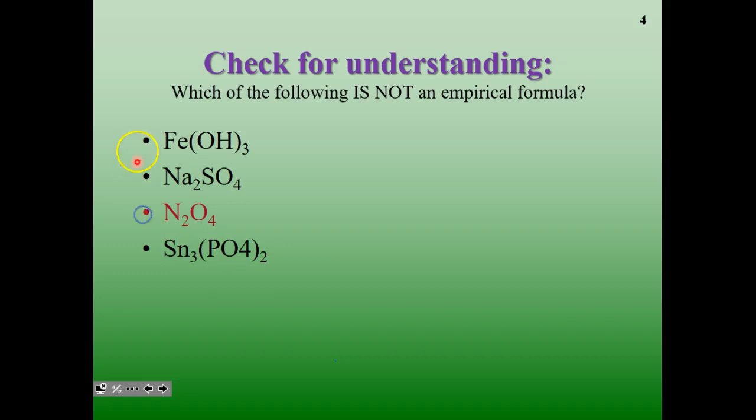Iron oxide, iron(III) oxide, the iron to oxide is in a 1 to 3 ratio, so that's the smallest whole number. Sodium sulfate, we've got sodium to sulfate in a 2 to 1 ratio, so that's the lowest whole number. And then tin phosphate is in a 3 to 2 ratio. So all of the other ones are empirical formulas.